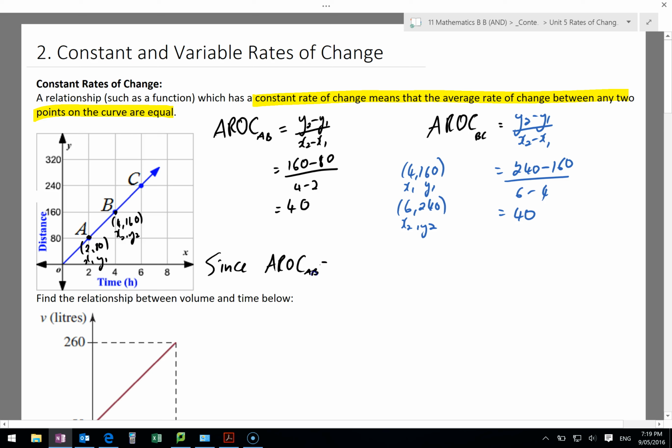Then I can write some conclusion saying that since the average rate of change of AB is the same as the average rate of change of BC, there is a constant rate of change from A to C.